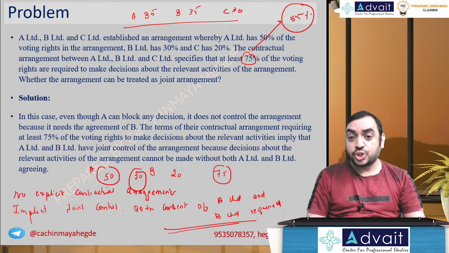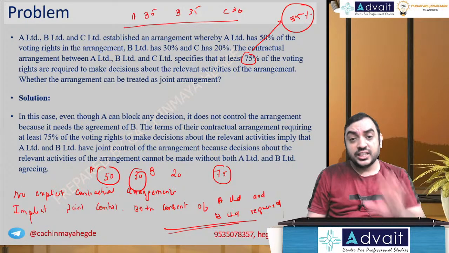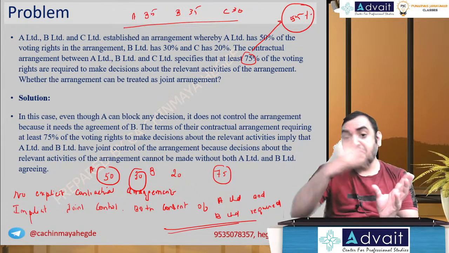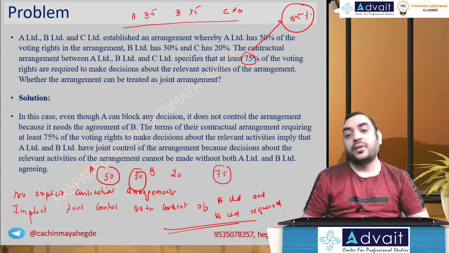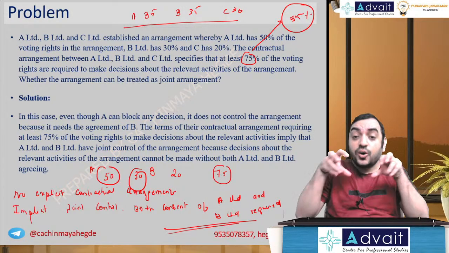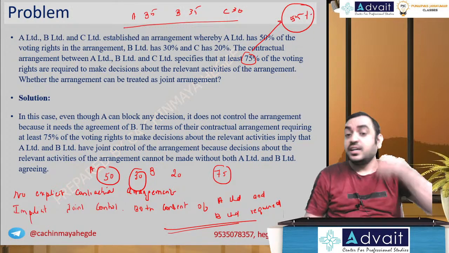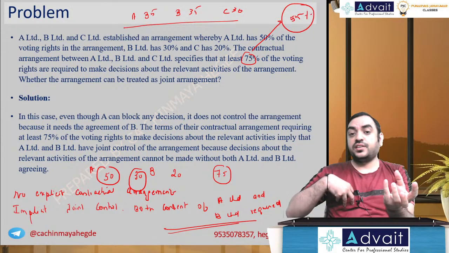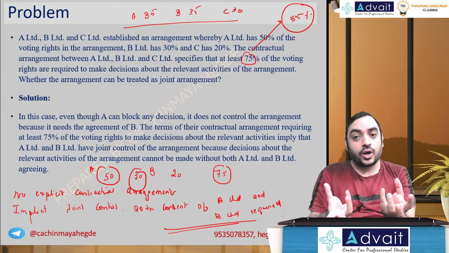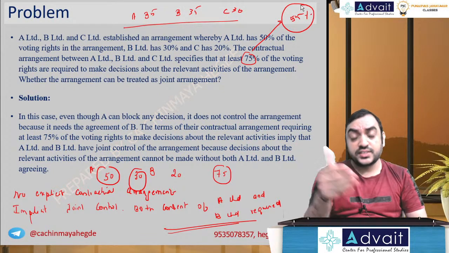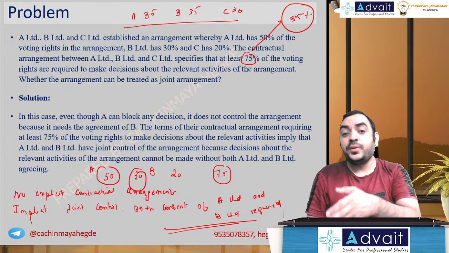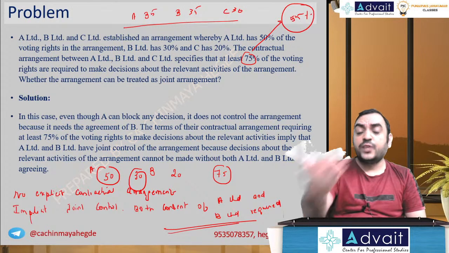Think about A. Can A stop the decision? A says no, 35, out. The remaining B and C can join. If B says no, A and C can join, 35 plus 30 becomes 65. If C says no, 35, 35, 70 can pass the resolution. So, one person individually cannot make the decision and one person individually cannot stop the decision. Sir, then people have to come together, sir. Yes, and if people have to come together, does it mean they have joint control? No. A and B, 35, 35, 70, will cross 55.